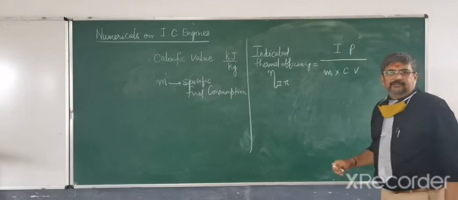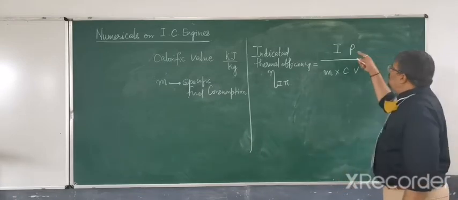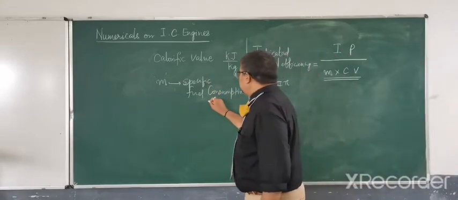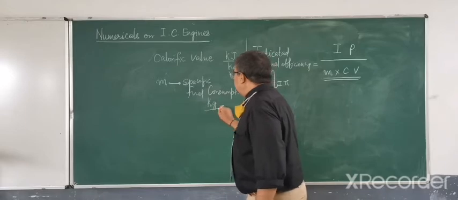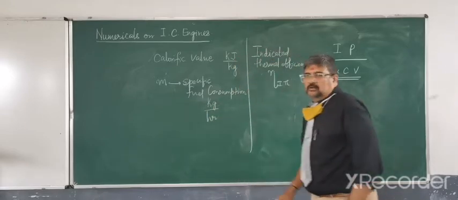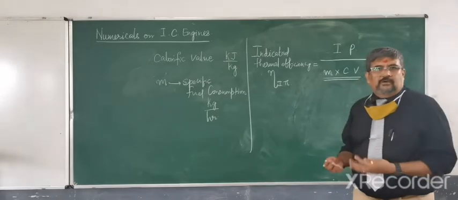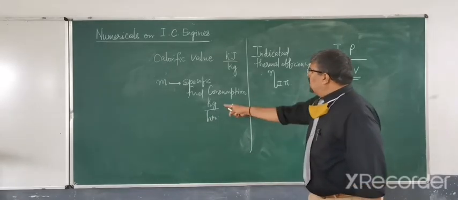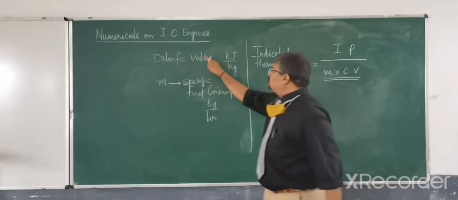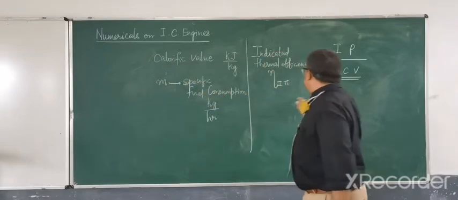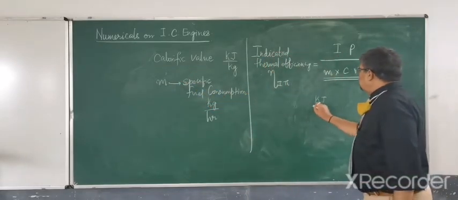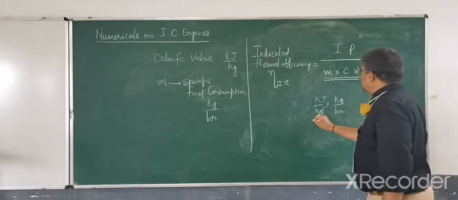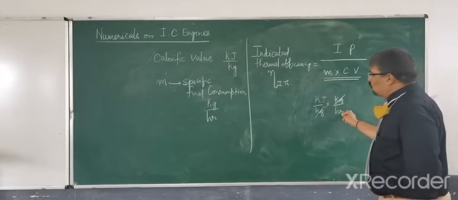Now we know that the units of indicated power are in kilowatt. Let's see what will happen to the denominator. Specific fuel consumption will have the units of kg per hour, so much fuel is being consumed per hour, and this is normally what is given in the numerical also. What will happen if I multiply these two? It is M into CV, and CV is nothing but the calorific value. So this becomes kilojoules per kg into kg per hour. The kg gets cancelled, so I will have kilojoules per hour.